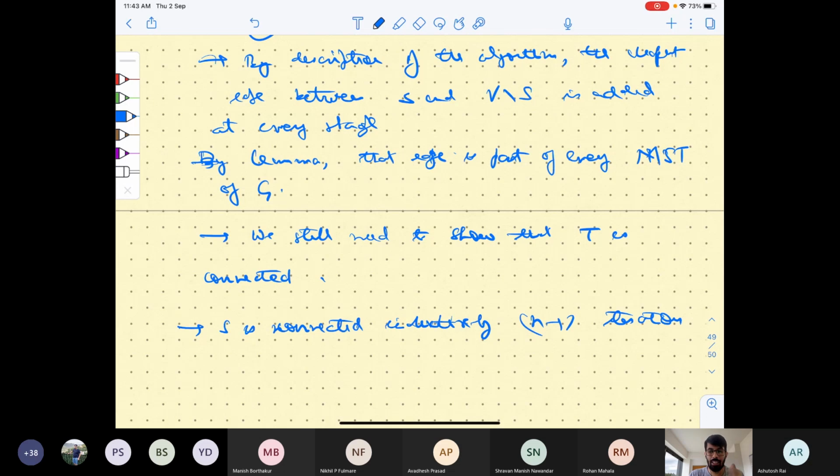So even if it is connected inductively, you have to show that you reach everything. So when does it stop? It stops when all the vertices are included, or when n-1 iterations are done, right?